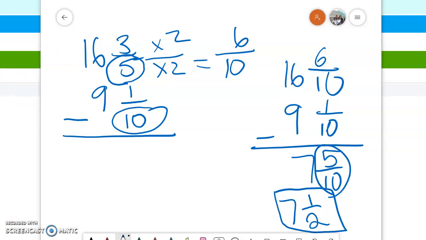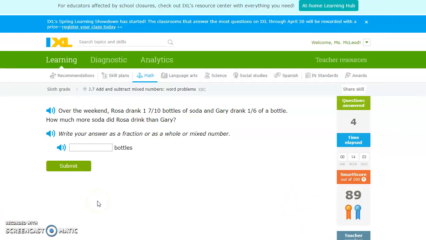Okay, now for our next problem. Okay, this is the last one. Over the weekend, Rosa drank 1 7/10 bottles of soda. So I'm going to write that down. And Gary drank 1/6 of a bottle. How much more soda did Rosa drink than Gary?